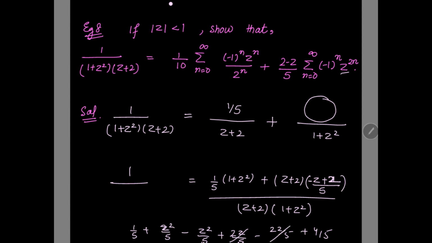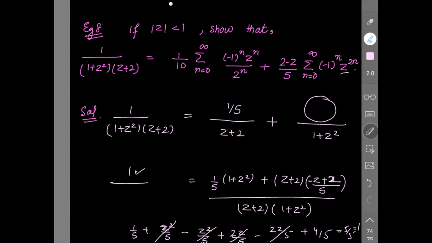So these two cancel and these two also cancel, left with 1 by 5 plus 4 by 5, that is 5 by 5, which is nothing but 1. Alright, so on simplifying, I will be getting my numerator to be equal to 1. So what is this term now? This term is 2 minus z by 5.